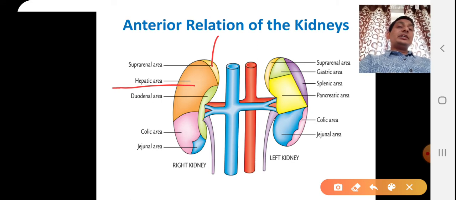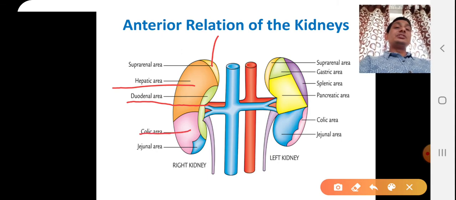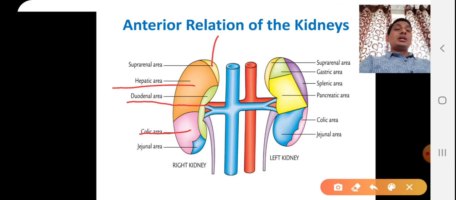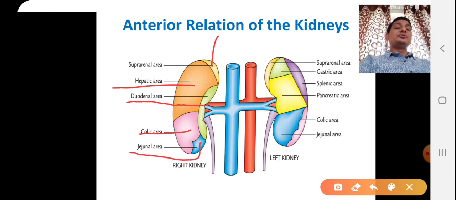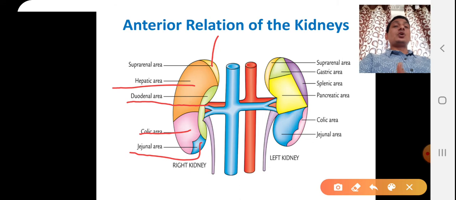Near to the medial border is the duodenal area, which is related with the duodenum. And below the hepatic area, there is an area called the colic area, which is related with the colon. And below the colic area is the jejunal area, which is related with the coils of the jejunum on the right side of the anterior surface of the kidney.